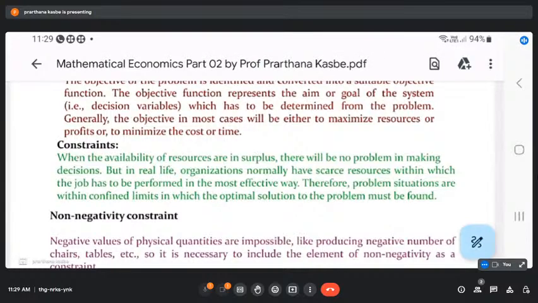Constraint. When the availability of resources is in surplus, there will be no problem. What is constraint? Constraint, or you can say the budget line constraint.